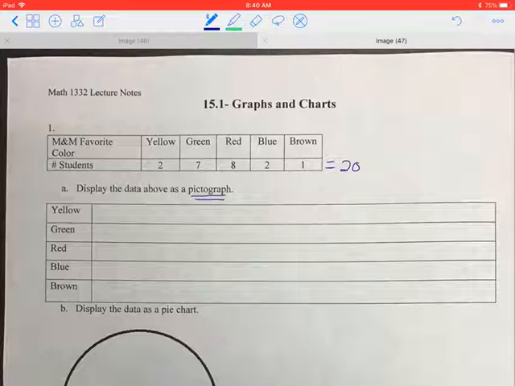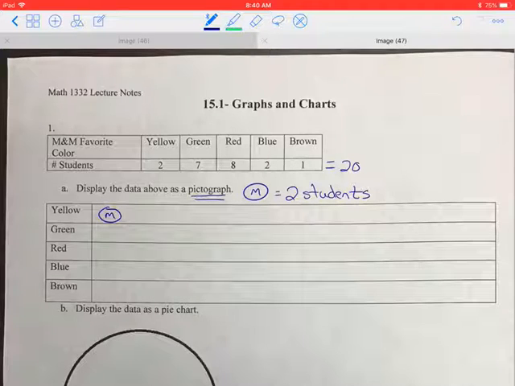So I'm going to usually give you what I want you to use. So we're going to use a little circle with an M in it for M&M, and that is going to represent 2 students. All right, so for yellow, we know 2 students picked yellow. That means we need 1 circle with an M in it.